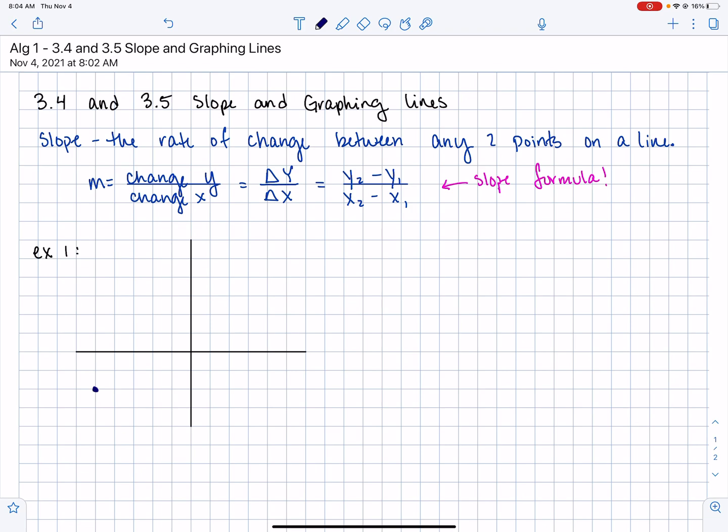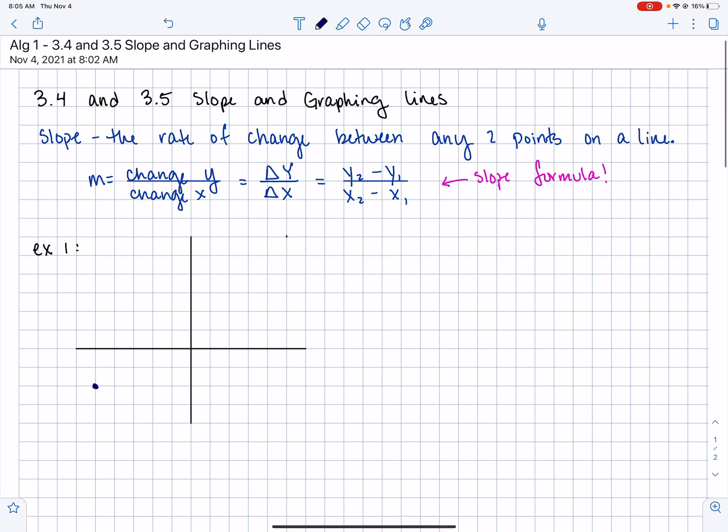And then I'd also like you to plot the point 5, 6. 3, 4, 5, 6. Okay. So this is the point 5, 6. This is the point 5, -2. Take your straight edge and draw a line through it. There we go. There's a line. Put little arrows on there. All right, so those are the points that we're working on.